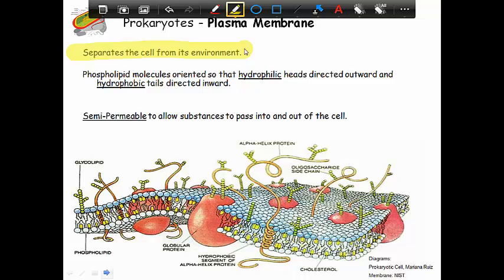Remember we talked about phospholipids being hydrophilic and hydrophobic, so the heads are attracting water and the tails are repelling water. So maybe we'll add that in so you don't forget to write that down. Hydrophilic means it likes water, and hydrophobic means, remember, it fears water.